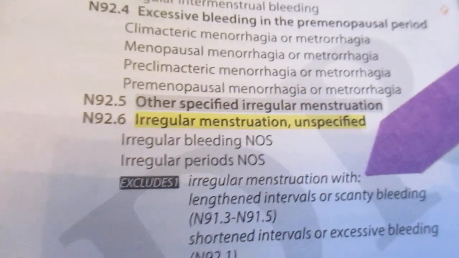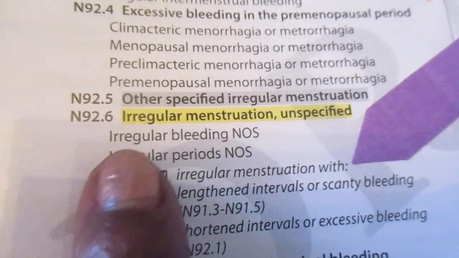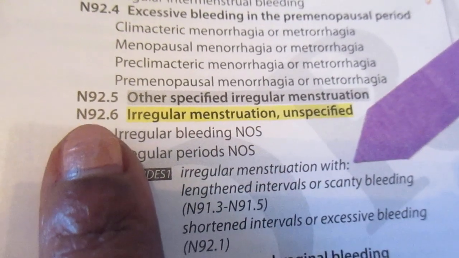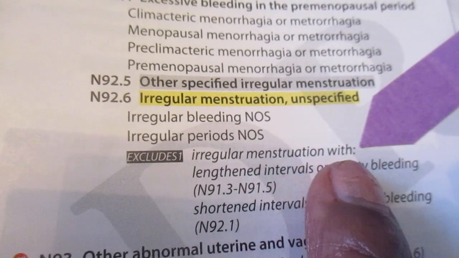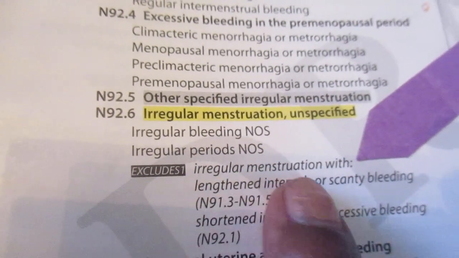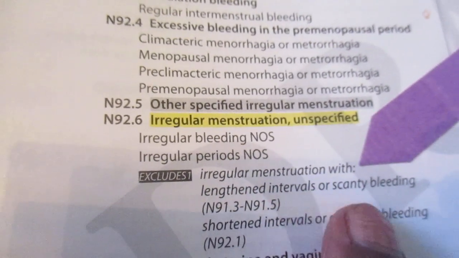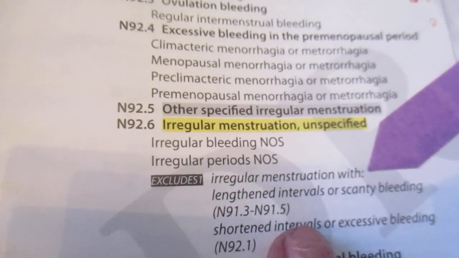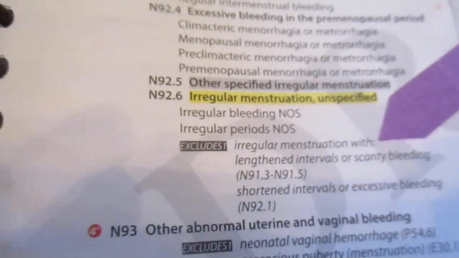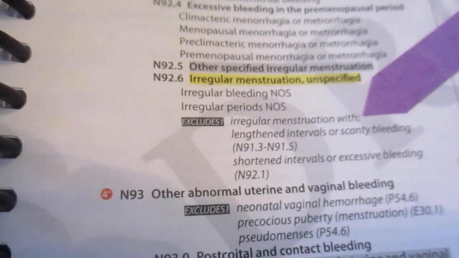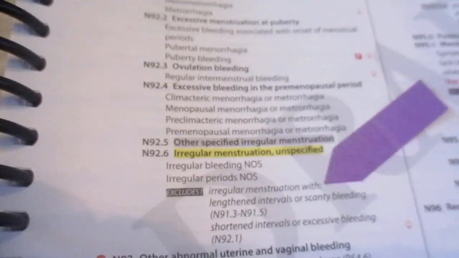So see how our code book, if we looked up irregular menstruation, it would give us N92.6, but because there is a more specific code for irregular menstruation with lengthened intervals of scanty bleeding or shortened intervals of excessive bleeding, it's telling us elsewhere to look for those codes. So see, your code book helps you with those. Okay?